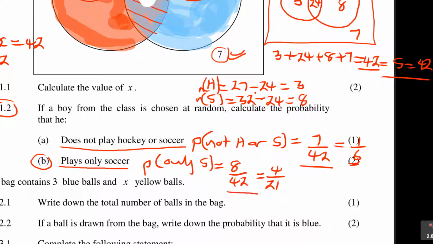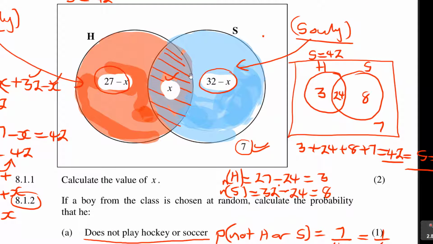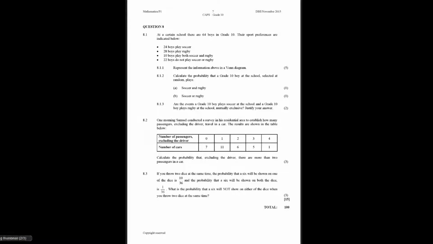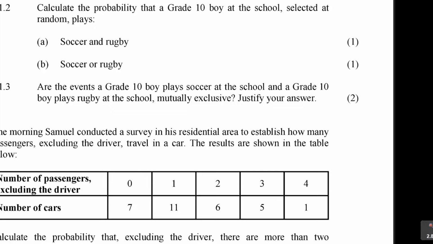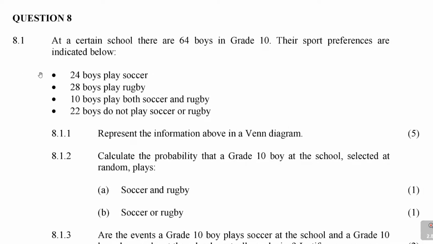So these are the Venn diagram parts that I was bringing to your attention. This is the first part. They've already done the Venn diagram for you. Now look at the second question, whereby it needs you to come up with your own Venn diagram. Look at this. It's question 8 again, but it's a different paper.